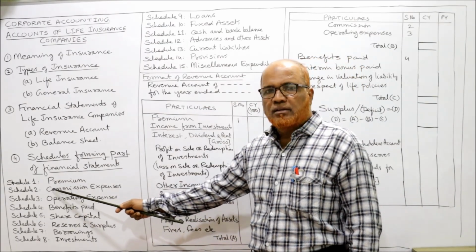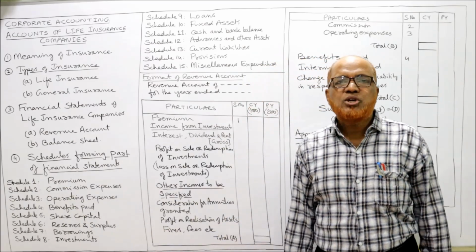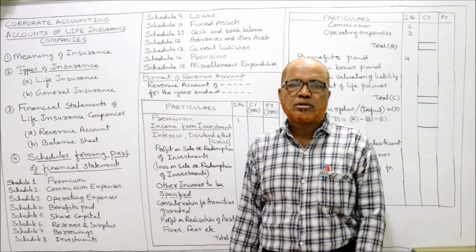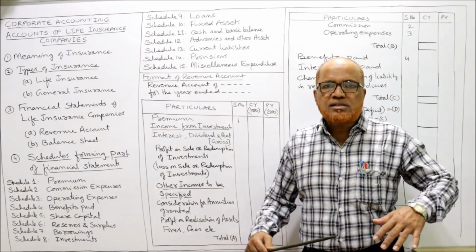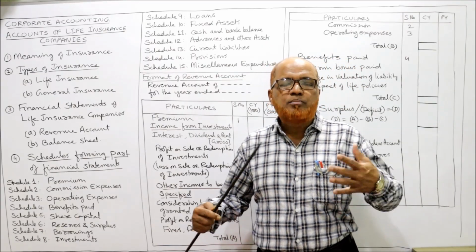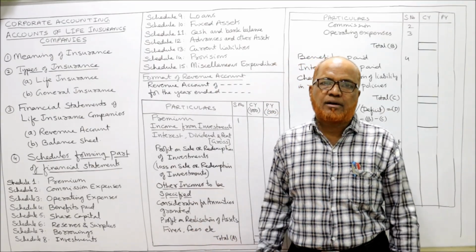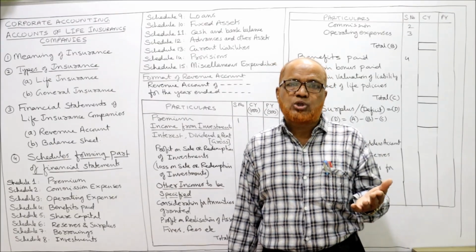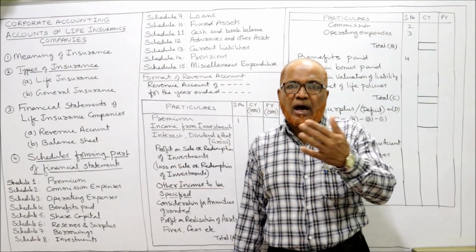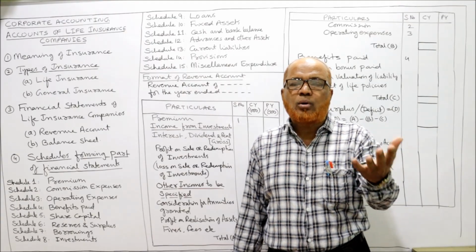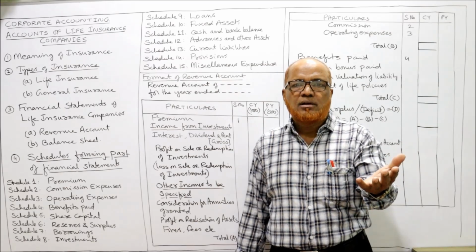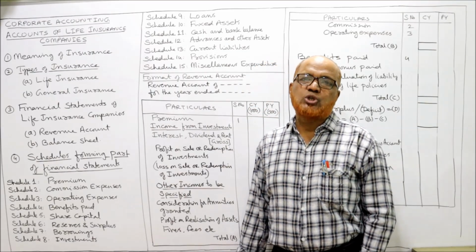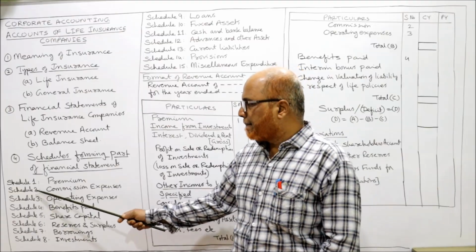So schedule number 1, that is premium. Schedule number 2, commission expenses. Insurance company normally spend a lot of money on commission. Commission will be paid to agents. The functions and the objectives of insurance company are not known to the public. Still many public do not have the information about insurance, about the benefits of insurance. Then these agents will approach the customers and explain about the insurance, its benefits, all these things. So these agents must be paid commission. So one of the main expenditure of insurance company is commission. And commission will be taken under schedule number 2.